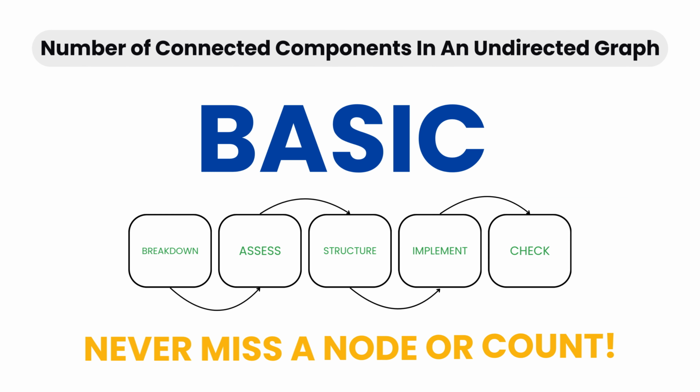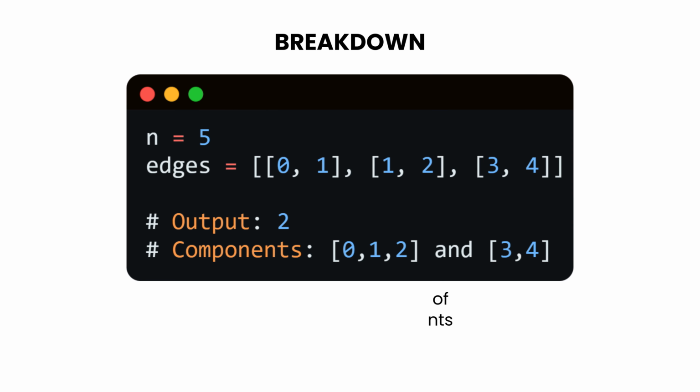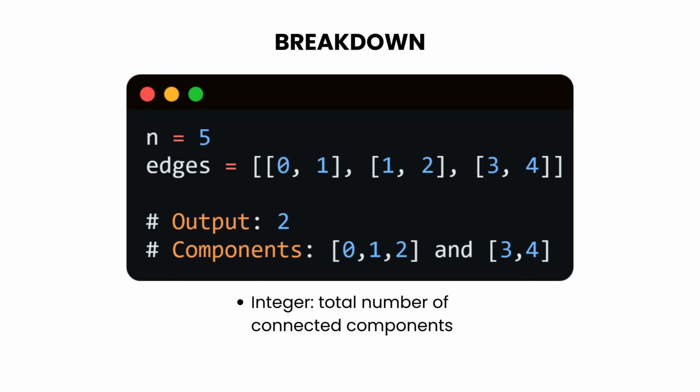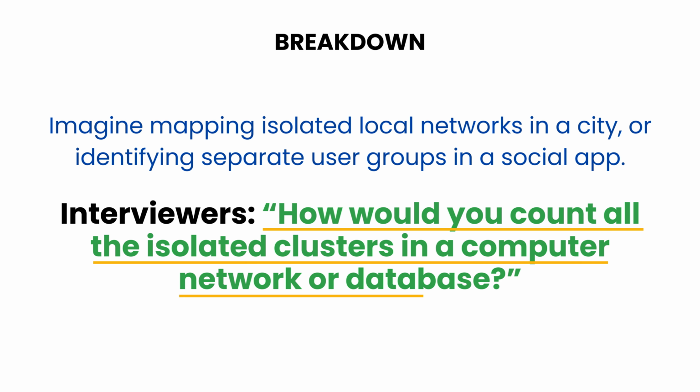Let's solve Number of Connected Components in an Undirected Graph using the basic method, so you never miss a node or count. The input is an integer n, the number of nodes, and a list of undirected edges. The output is an integer, the total number of connected components. Imagine mapping isolated local networks in a city, or identifying separate user groups in a social app. An interviewer might ask, how would you count all the isolated clusters in a computer network or database?